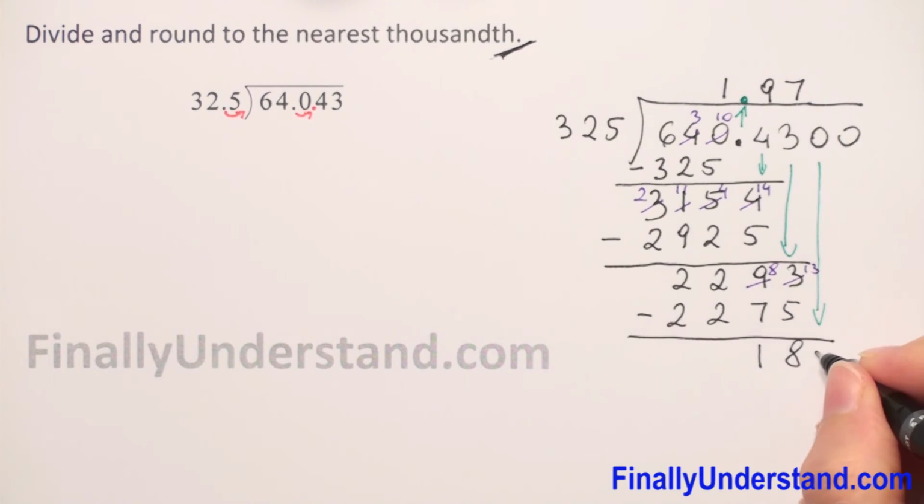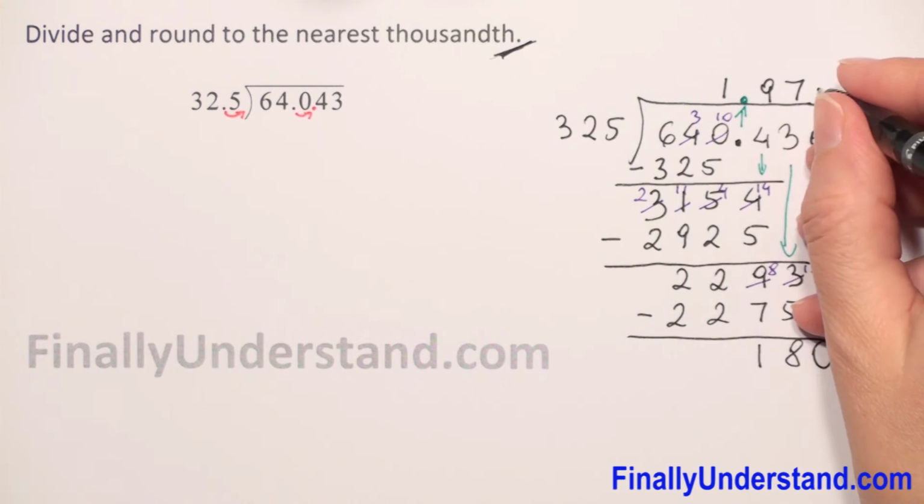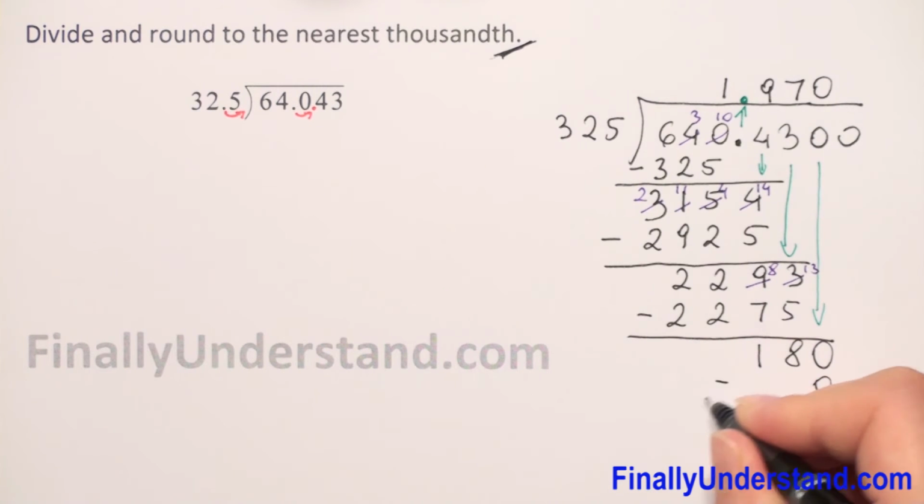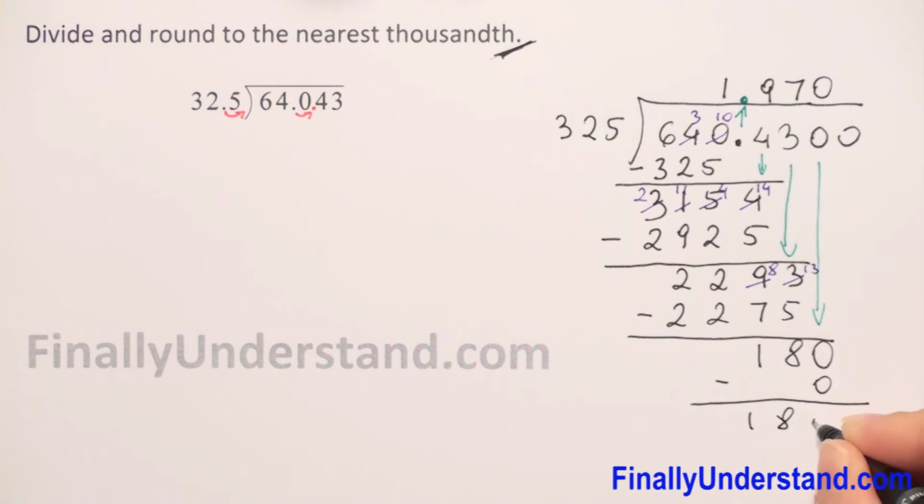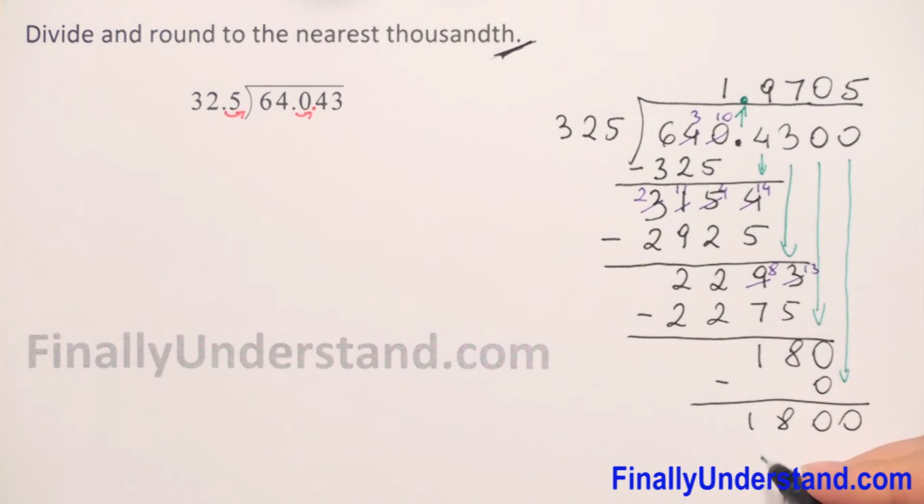So we have 180 divided by 325 is 0. And now 0 times 325 is 0, subtraction, so we have 180. We have to take the next digit down. So we have 1,800 divided by 325, it will be 5. 5 times 325 is 1,625.